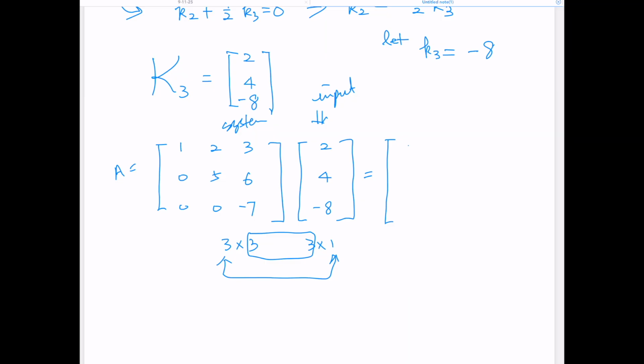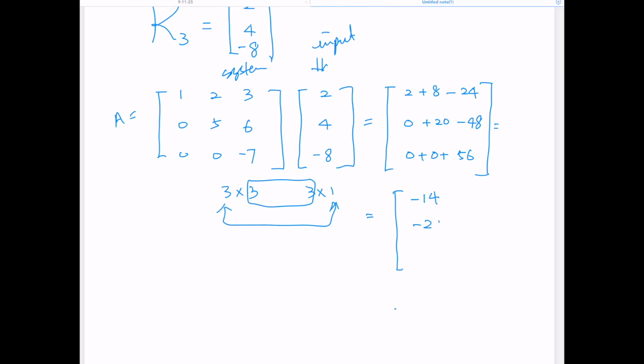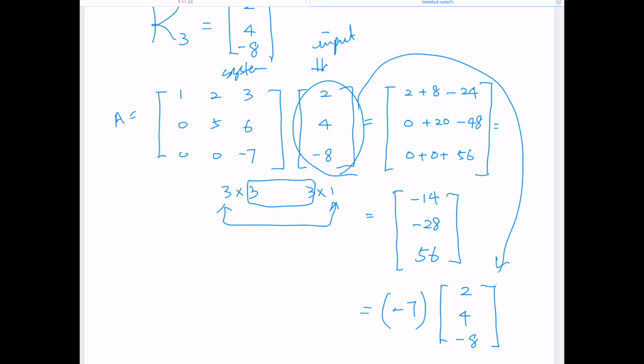So 2 times 1, 2 plus 8 minus 24, and 0 plus 20 minus 48, 0, 0 plus 56, and that is negative 14, negative 28, positive 56. And if we factor out negative 7, then what happened? We have a 2, 4, negative 8. So this eigenvector is here. So we can produce some gain, positive gain or negative gain. That's how we use these eigenvectors.